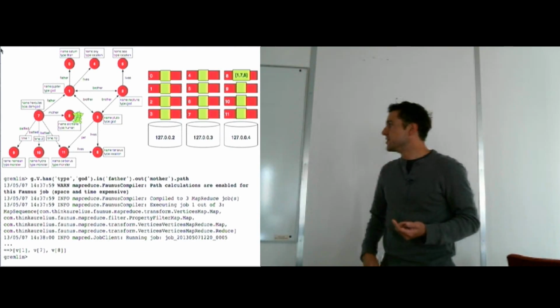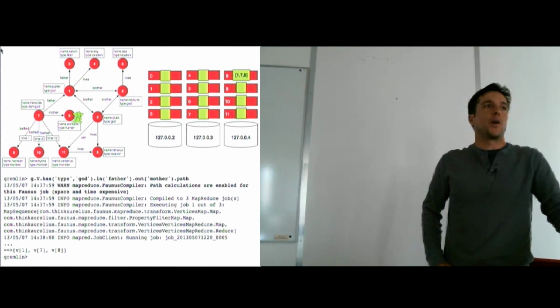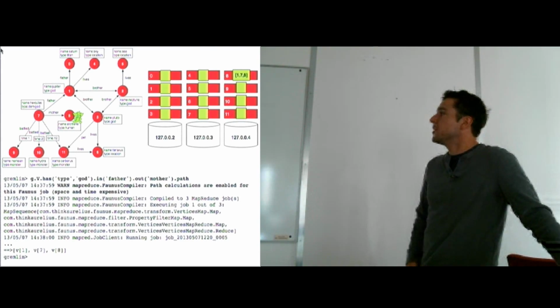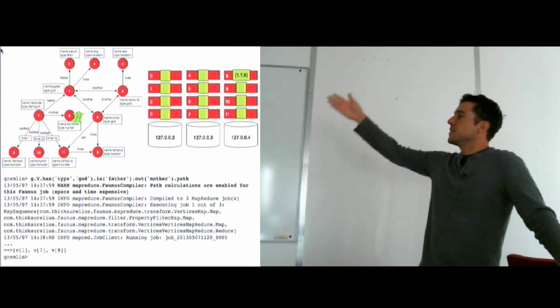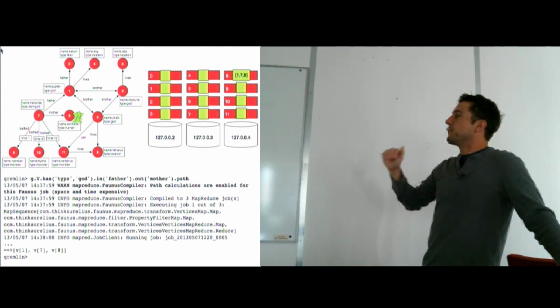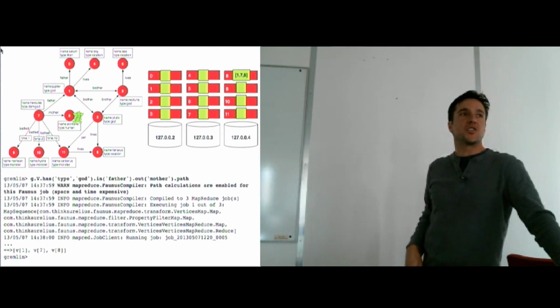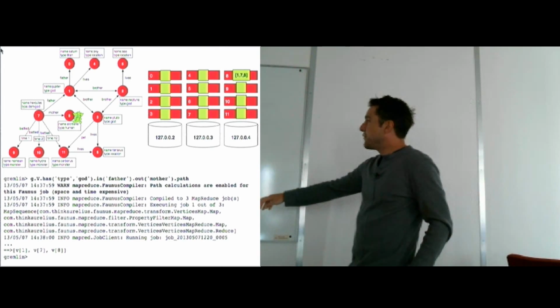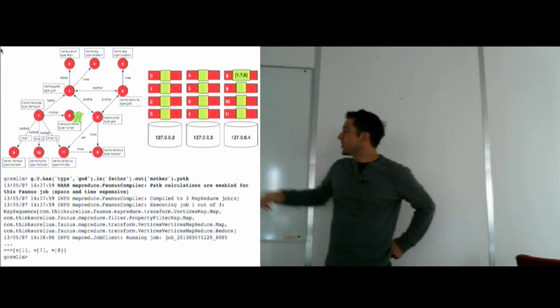The perfect example of this is if I want to know the path that I took through the graph as I solve that path equation. So if I say, give me all the vertices, put a traverser at every vertex, filter those of type God, give me their father, give me their mother, and tell me the path I took. Well, we see that Faunus will tell you that path calculations are enabled.